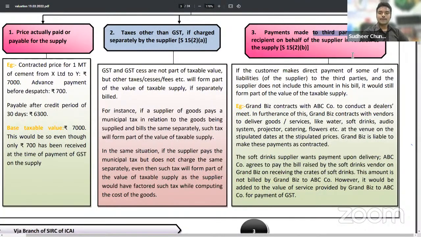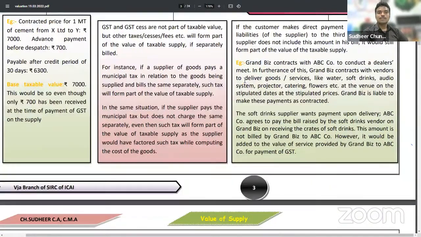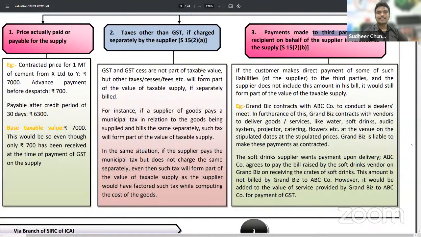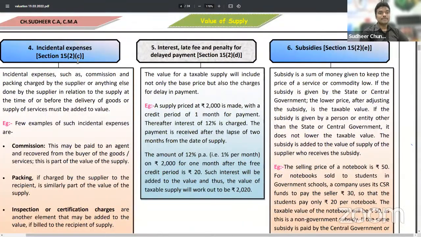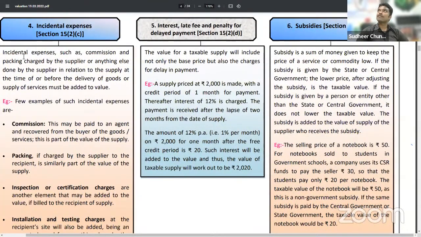So now let me continue. Total 6 inclusions will be given, sir, in which I have completed 3 inclusions: price actually paid or payable, and taxes collected except the GST. So now coming to the next one. Let me continue. Point number 4: incidental expenses, very, very important practically. Here many people will get confused, so let me give you a complete clarification on this aspect.